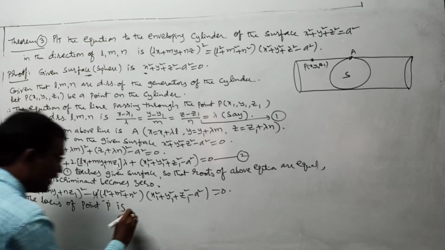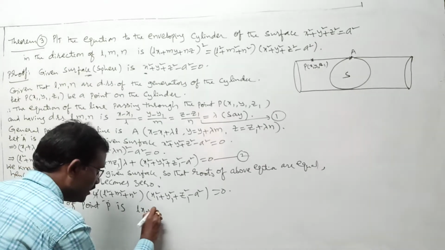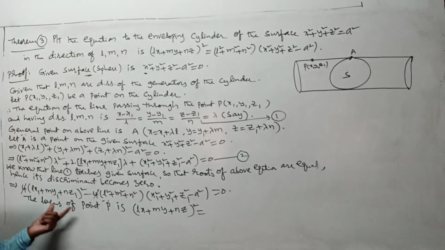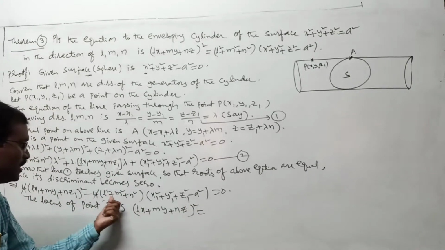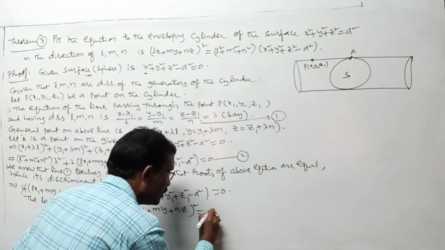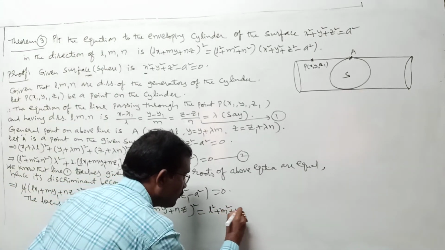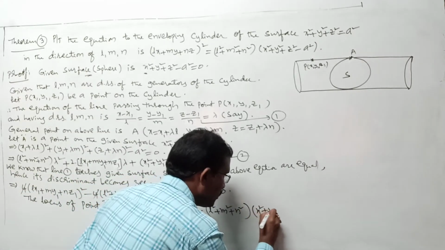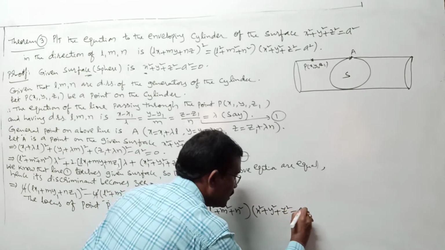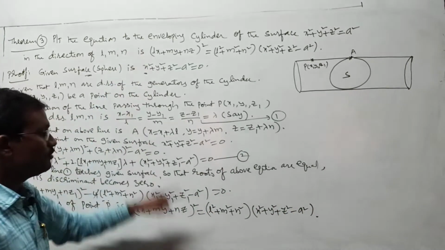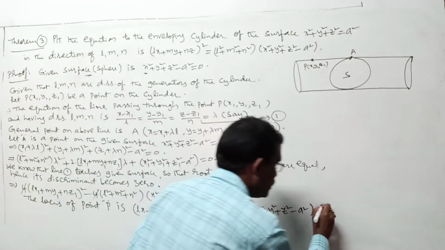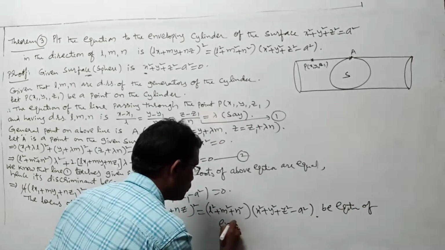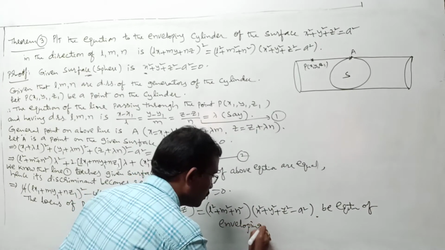(Lx plus my plus nz) whole square is equal to, because this is a negative term, (L square plus m square plus n square) into (x square plus y square plus z square minus a square). This is the equation of your enveloping cylinder, not cone. Enveloping cylinder.